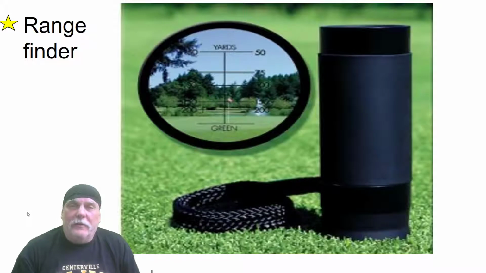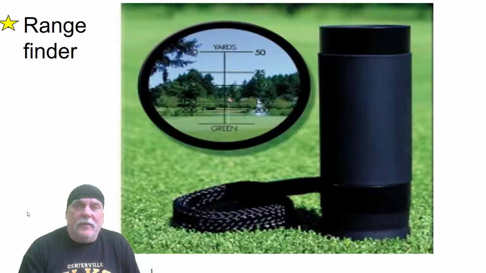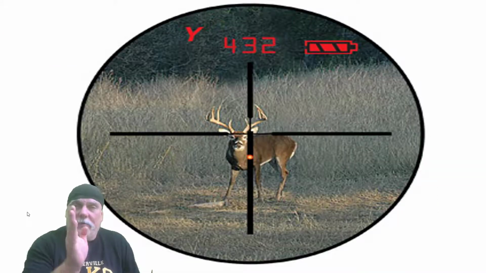A rangefinder is pretty similar, and you'll often see it maybe in golfing or with archery or hunting. What's going to happen is a laser is going to shoot out and it will bounce off the object and come back. The longer it takes the laser beam to get back from the object to you, the further away the object is. So in this case, you could see this deer is 432 yards away.